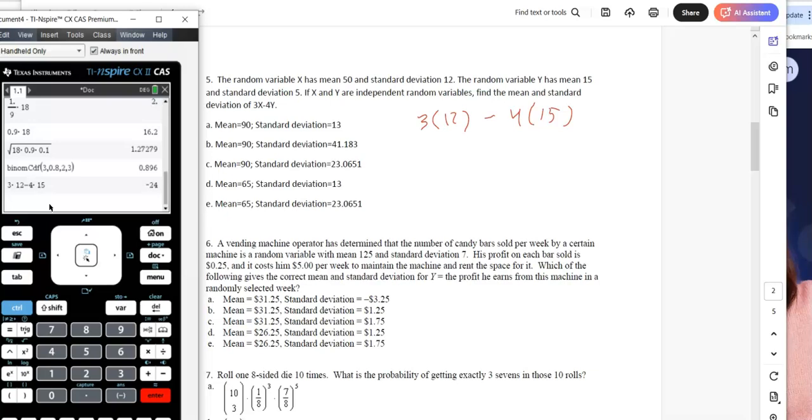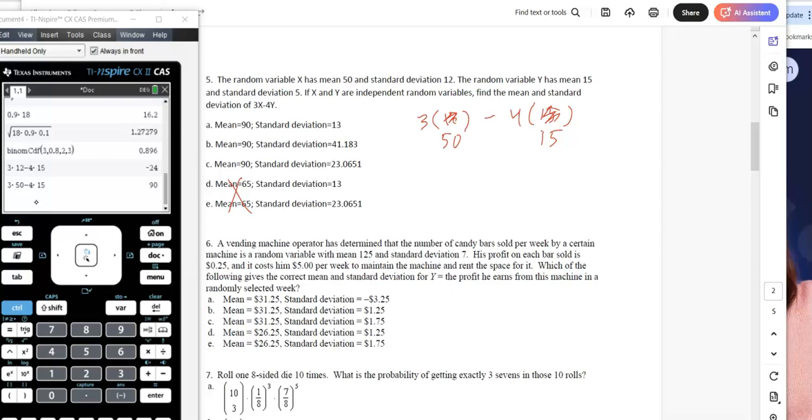Wait, means, what am I doing? 50, mean of 15. Sorry, I wasn't paying attention to the numbers very well. Something didn't seem right. 4 minus 4 times 15 is 90. So we think this is not right there. Okay, so which one of these is it?